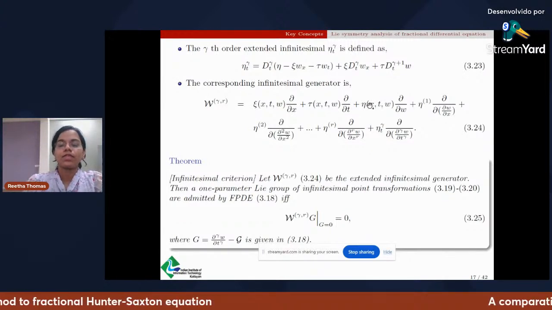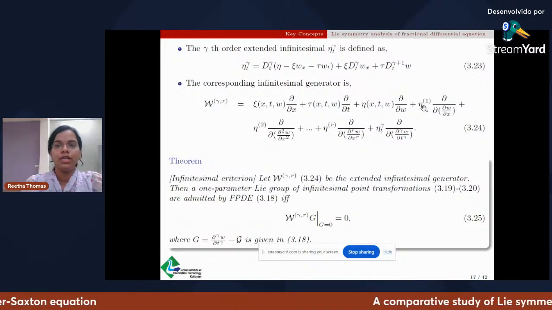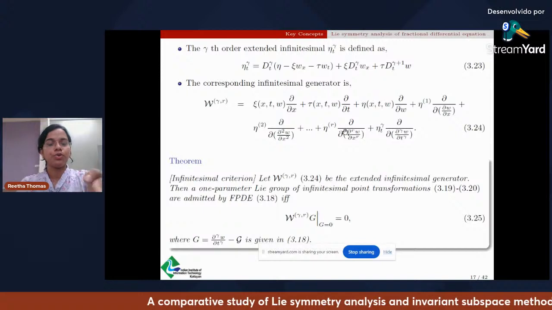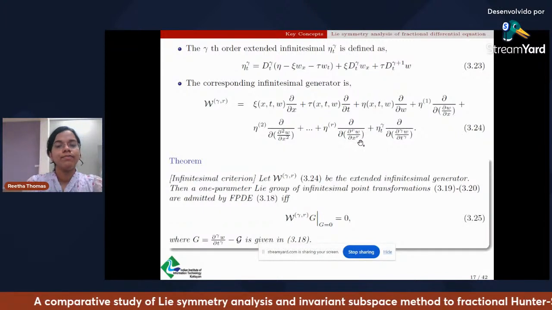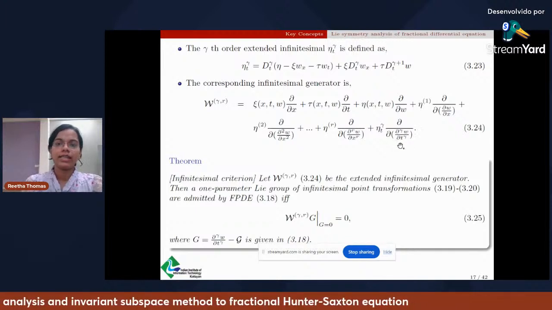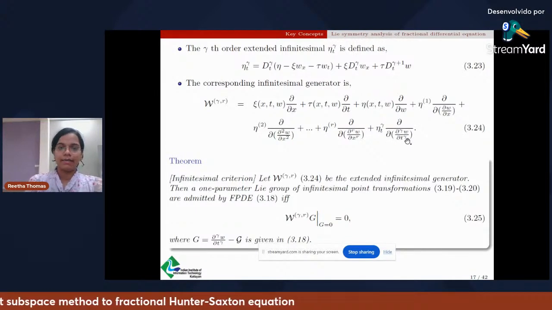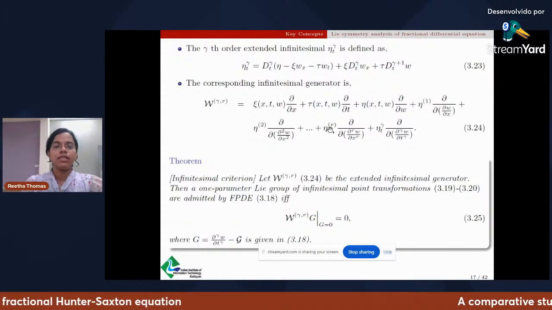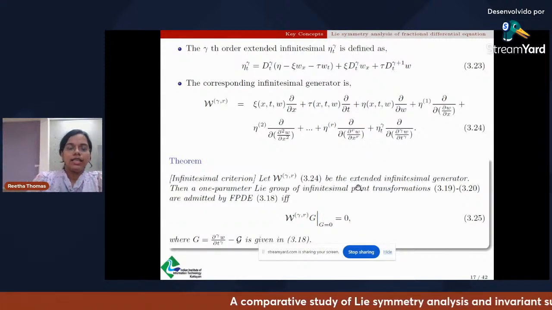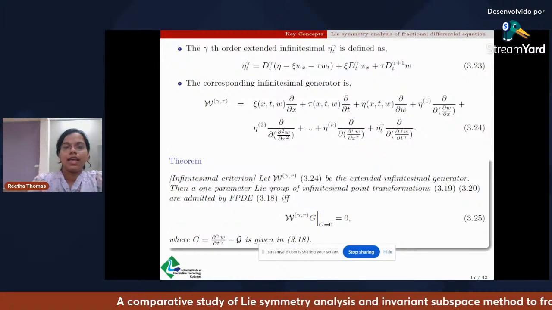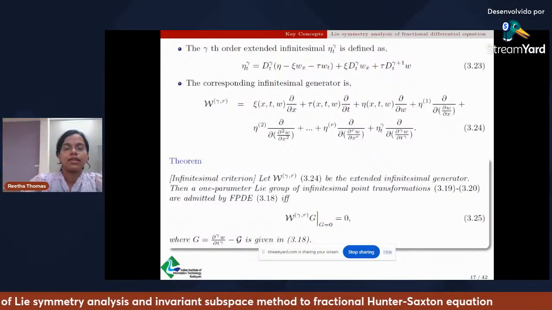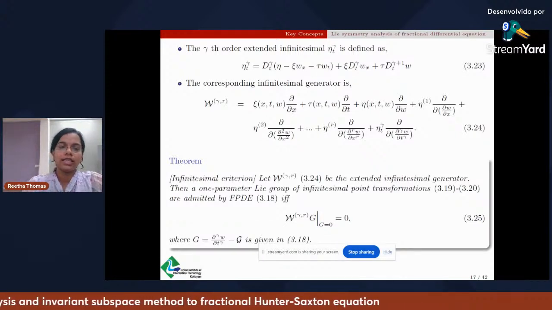Using these infinitesimals, we can define the infinitesimal generator as psi dou by dou x, plus tau dou by dou t, plus eta dou by dou w, plus eta 1 dou by dou wx, and eta r dou by dou w r, and eta t gamma with the corresponding fractional derivative term. This is the infinitesimal generator we defined, which is the extended infinitesimal generator. That is, we extend psi, tau, eta to the higher dimensional wx and this time fractional derivative.